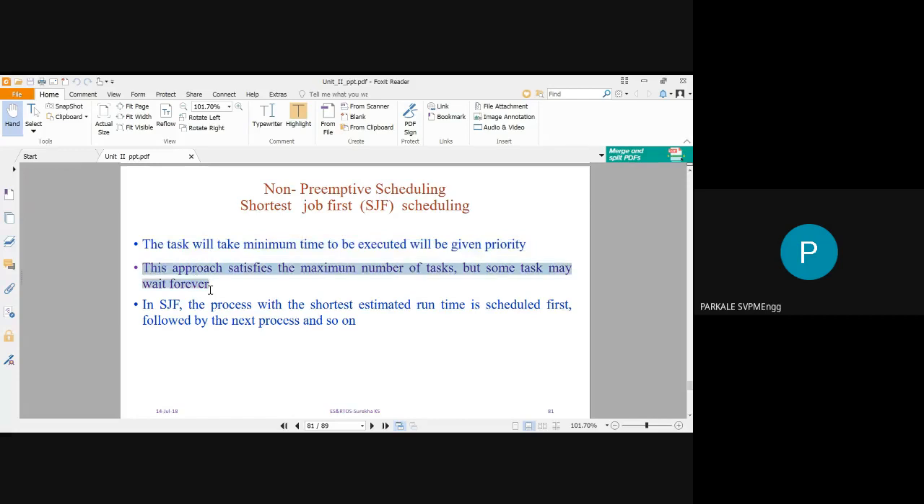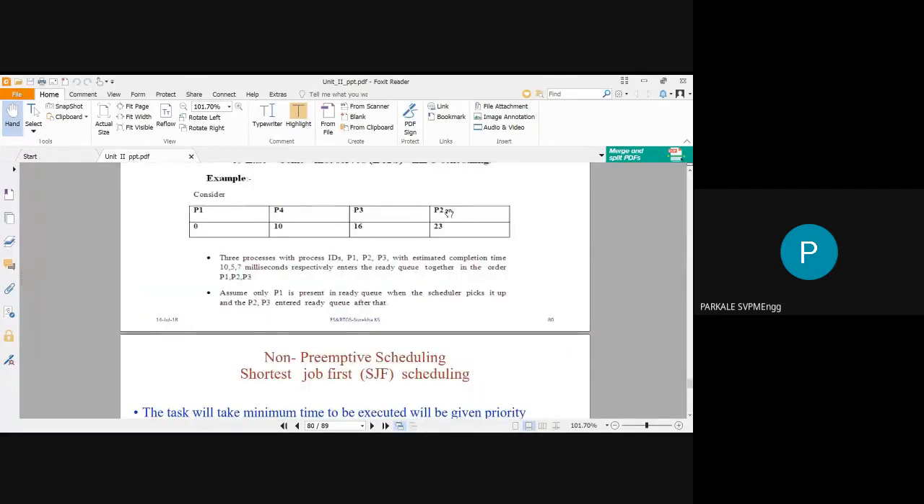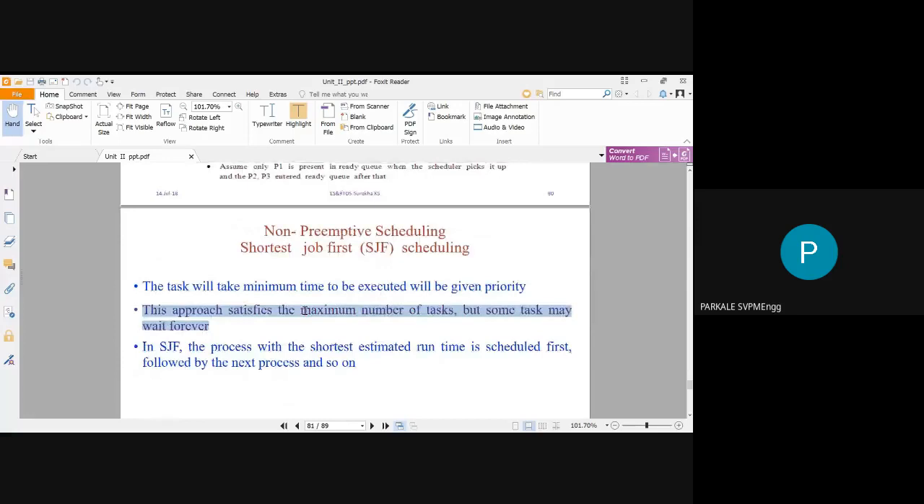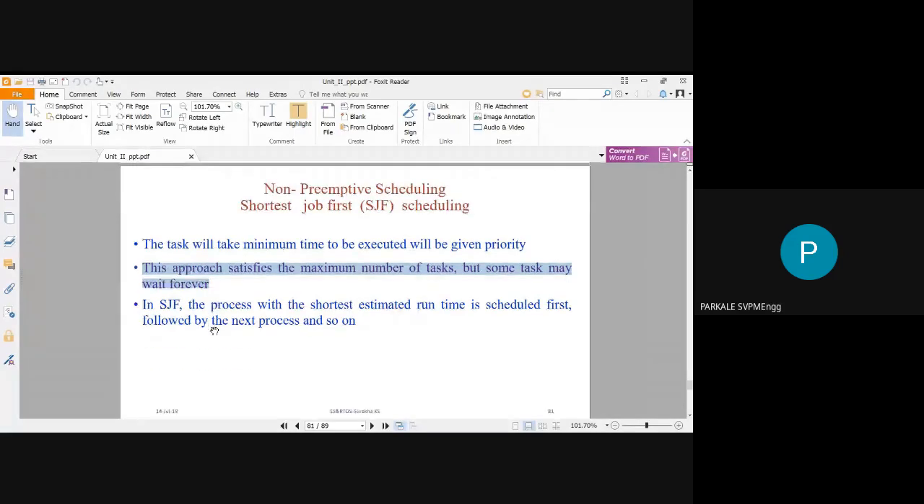Now this approach satisfies the maximum number of tasks, but some tasks may wait forever. If you observe here, the last task is P2, which requires 23 seconds to execute, so this particular task has to wait for a very long time. In some situations, the last task has to wait forever and is never executed. That is the disadvantage of shortest job first. So in SJF, the process with the shortest estimated runtime is scheduled first, followed by the next process, and so on.